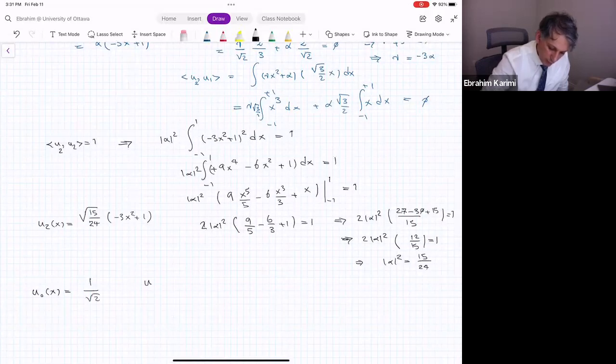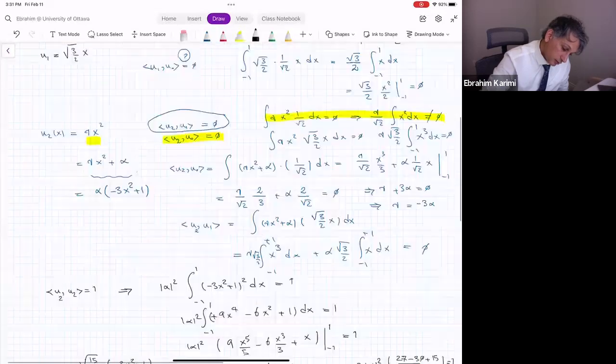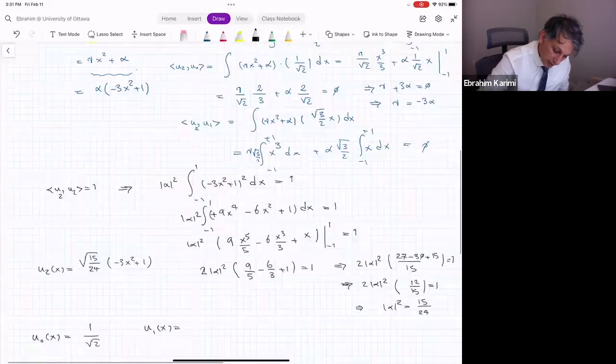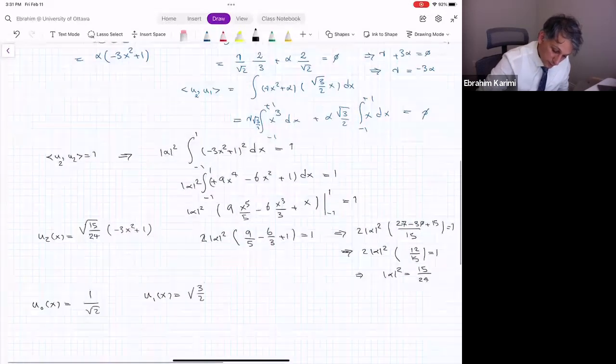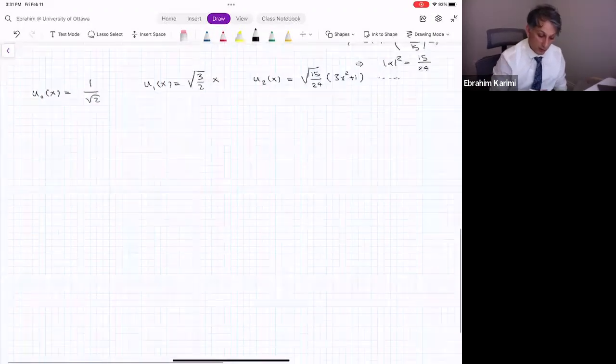What about U1 of x? That was, I think, square root of 3 divided by 2 of x. U2 of x, we got square root of 15 divided by 24 of 3x power of 2 plus 1. And with this fashion, you can build up all of those functions.